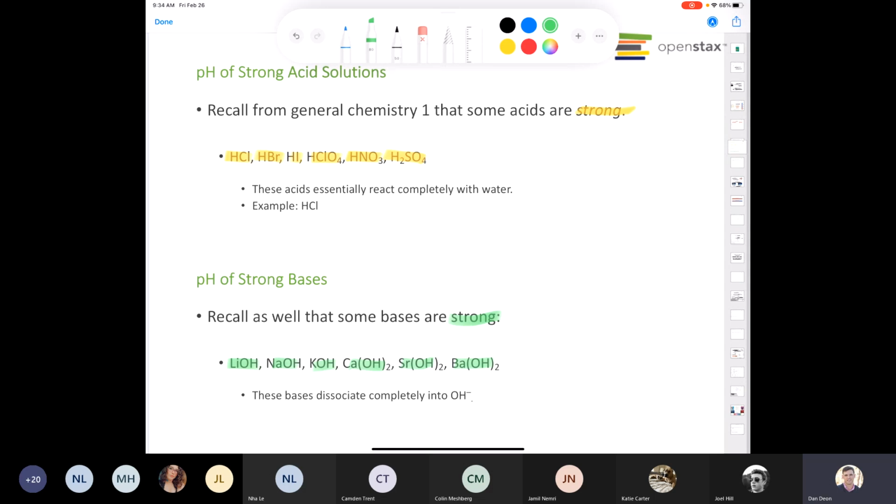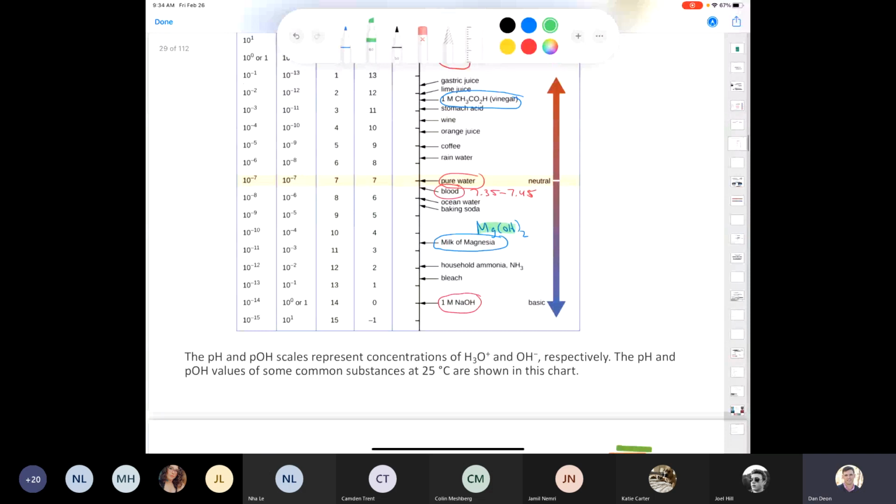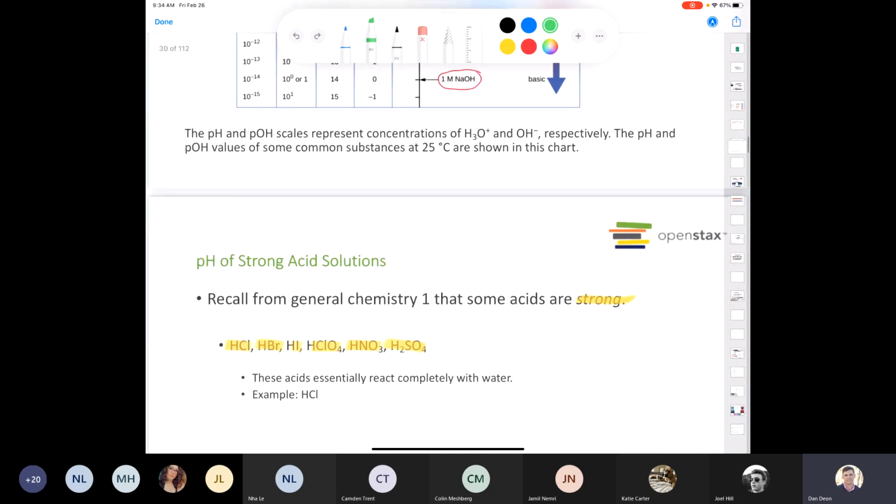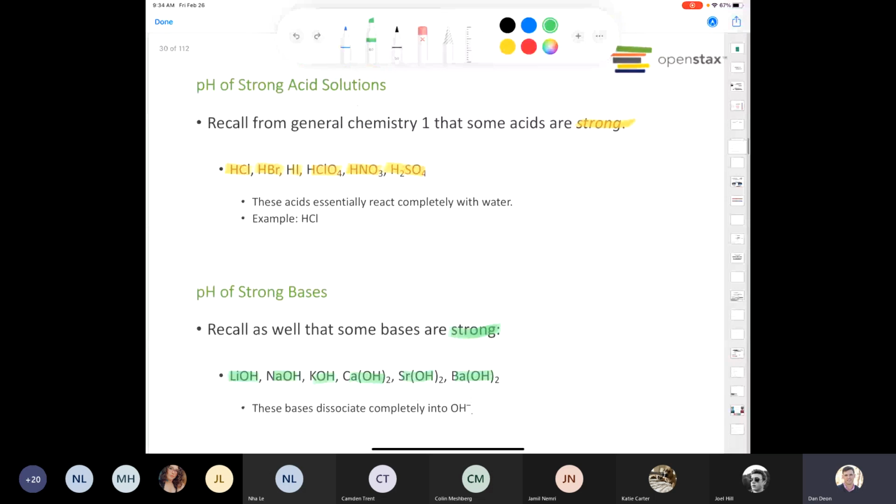You see that magnesium hydroxide isn't on this list. It's not as strong as something like sodium hydroxide. And there's no way for me to get around this other than to tell you that you have to memorize the list of strong acids and the list of strong bases.